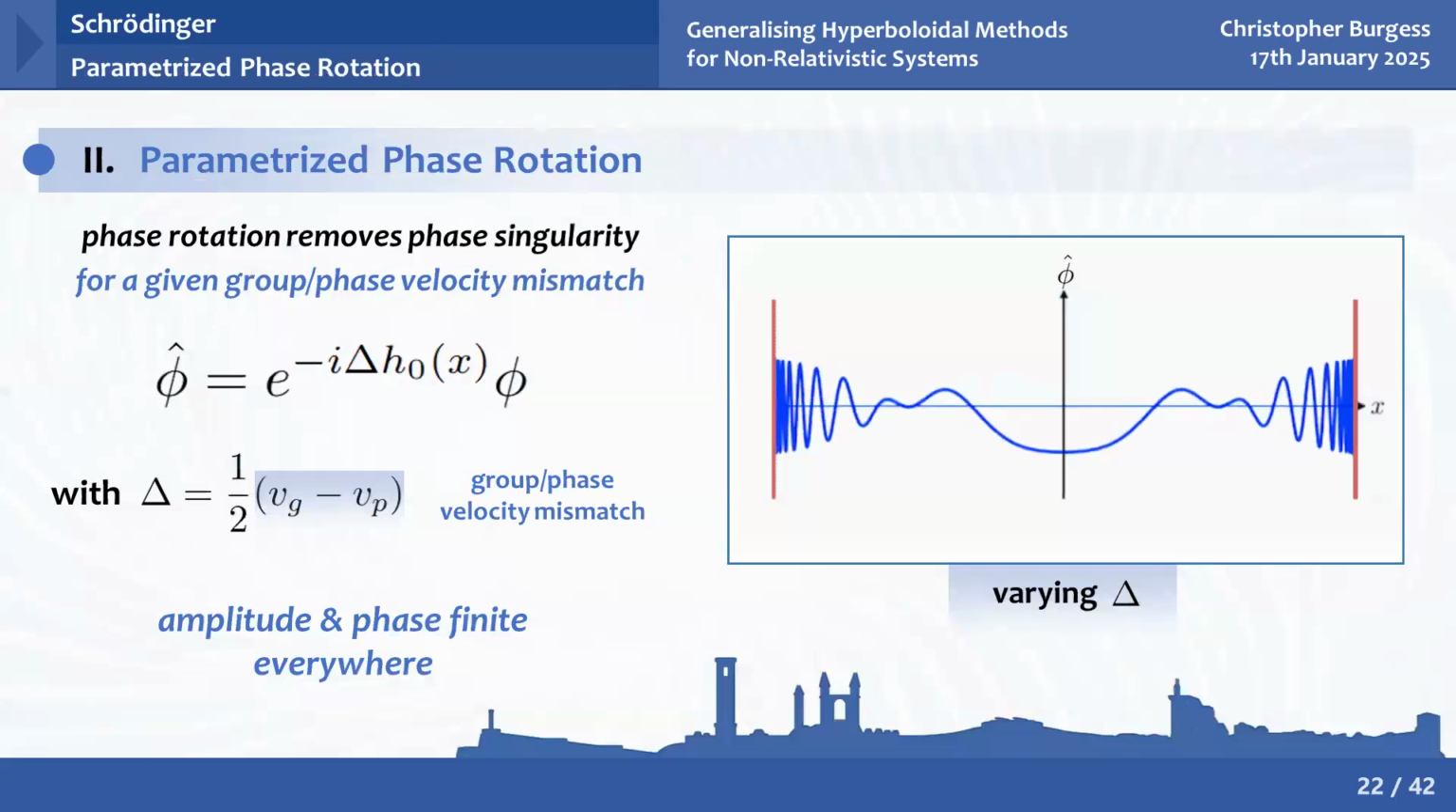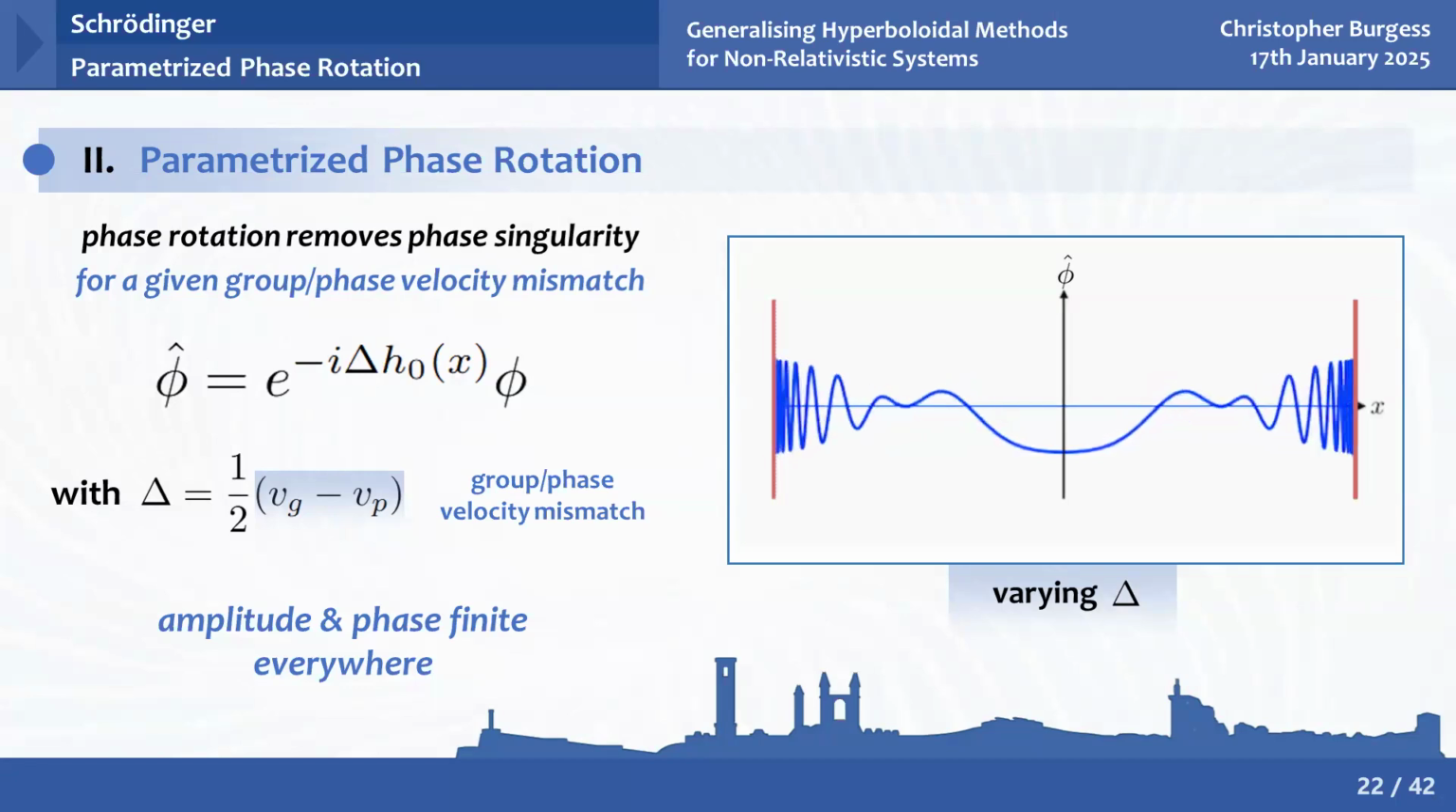So the way we resolve this problem is by another parameterization. We introduce a parameterized phase rotation of the field. So we introduce a new field, which is phi hat, and this field is phase rotated in such a way that you're essentially changing the phase of the field so that along this contour of constant amplitude, you now have a contour of constant phase as well.